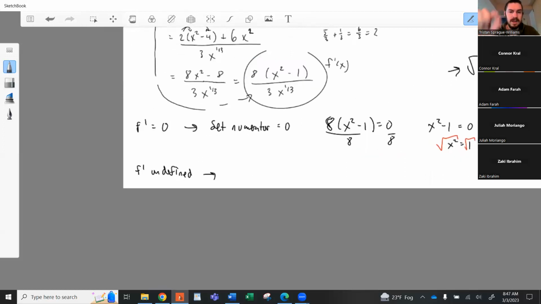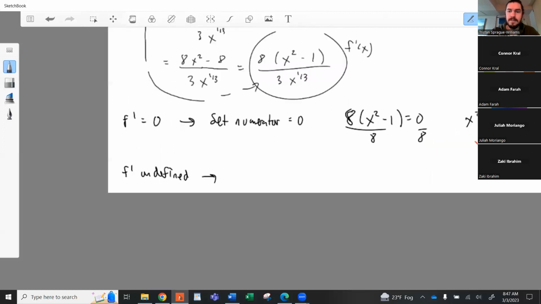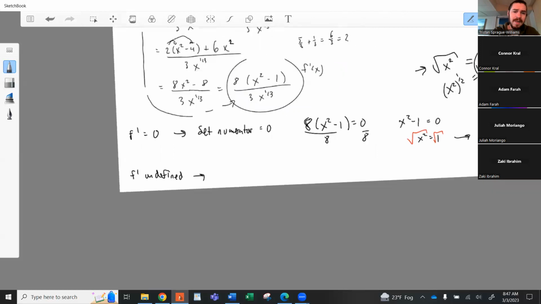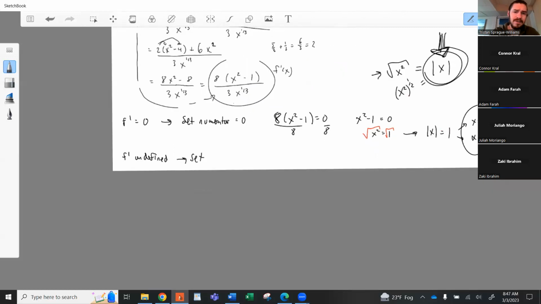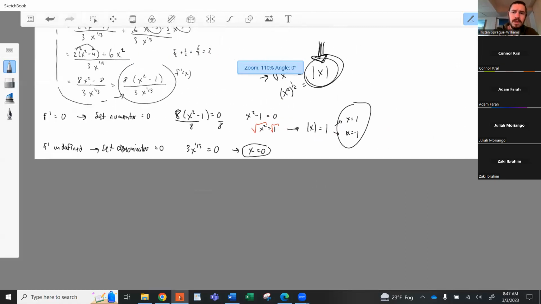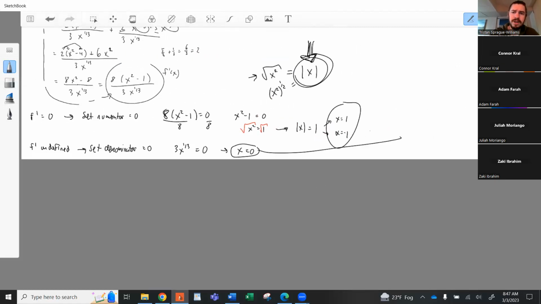So there we go. Anyway, we had two solutions there, plus or minus 1. And then when is it undefined? For figuring out when a function like this is undefined, when we have it in this form of a fraction, we can set the denominator equal to 0. When is 3x to the 1/3 going to equal 0? Well, when x equals 0, of course. So these are all 3 critical numbers. We have 3 critical numbers.